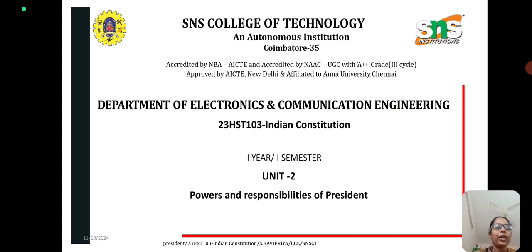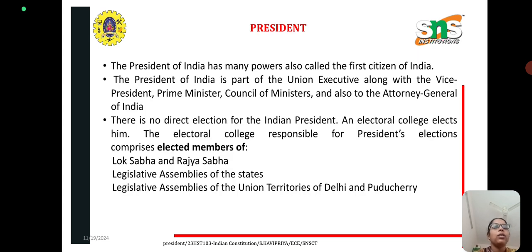I am going to deliver a topic, Powers and Responsibility of a President. This is from the subject Indian Constitution. So first, who is a president? As we all know, the president is called the first citizen of India, and the president has many powers.